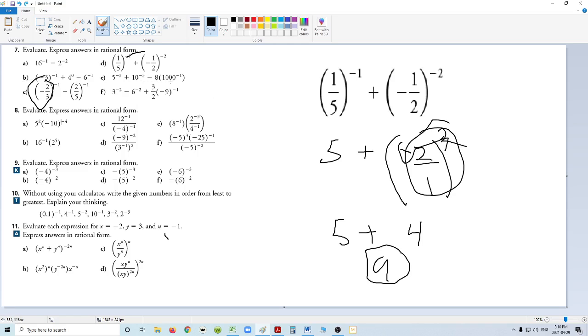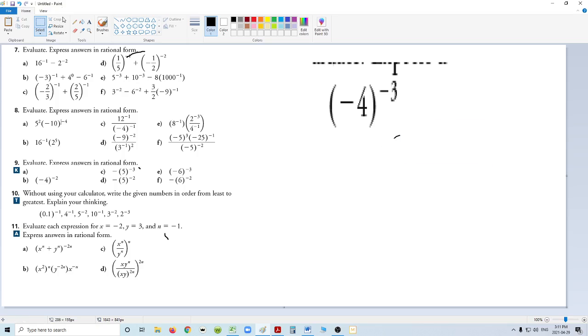This is just being more and more comfortable. I don't know if I want to do all these. Yeah, it's the same thing over and over again. So they just want you to also get used to, in this one, what happens to the negatives.